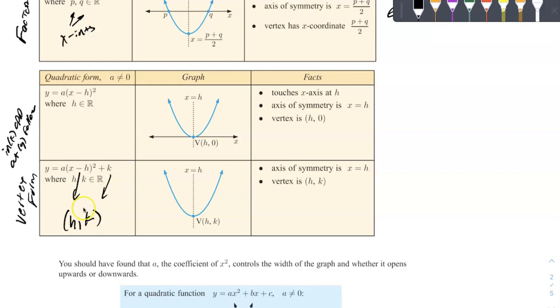So in that case, it's really easy to find the vertex. Inside opposite, outside follow. And since you have the vertex, you have the axis of symmetry. It's just the h value. So that's what it is right here.